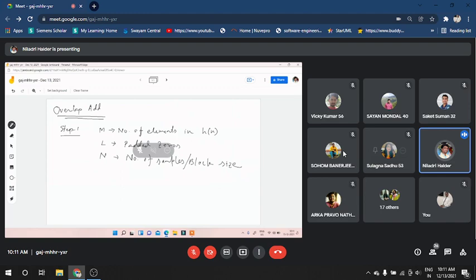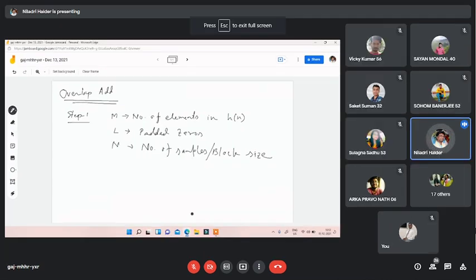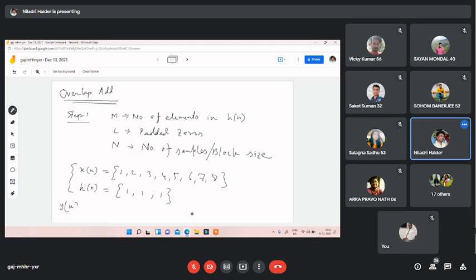So according to that, suppose you have an example where xn is 1, 2, 3, 4, 5, 6, 7, 8, that is your xn, and hn is 1, 1, 1. For this xn and hn, you have to calculate yk using the overlap add method.